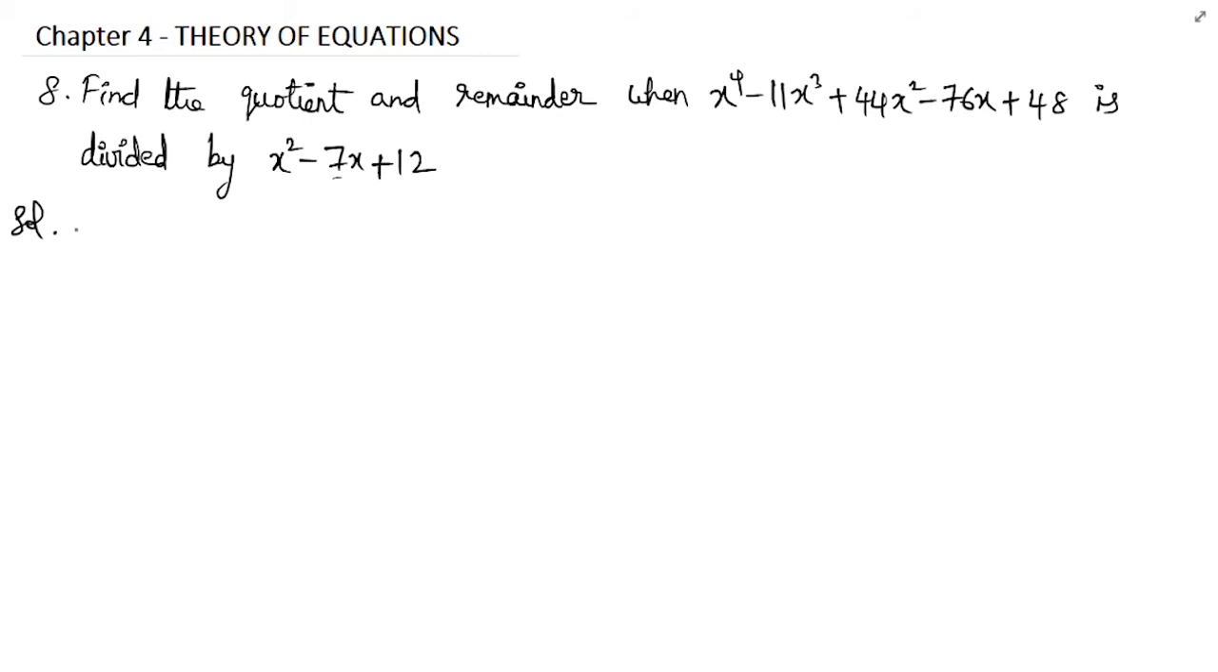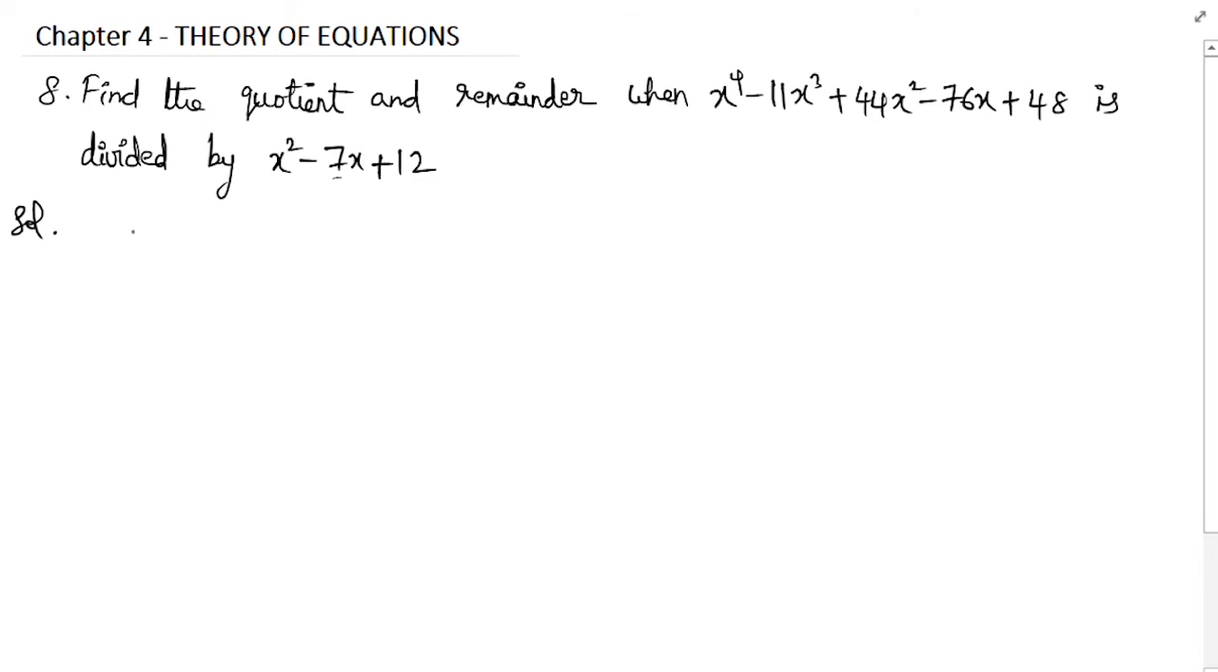So now students will move on to the 8th question. In this video we will see from the 8th question till the 14th one. Find the quotient and remainder when x⁴ − 11x³ + 44x² − 76x + 48 is divided by x² − 7x + 12. We will use synthetic division here.